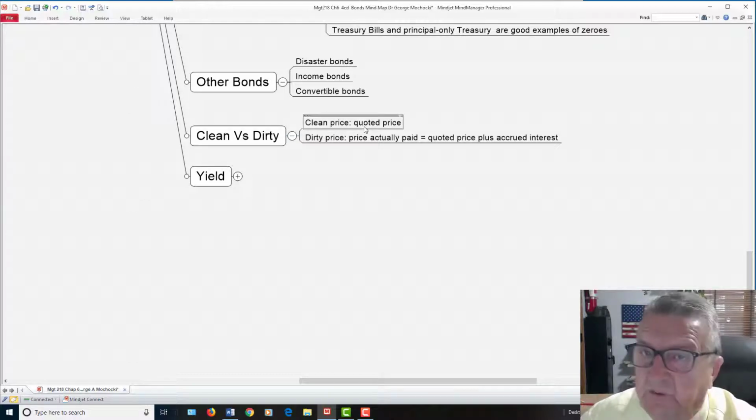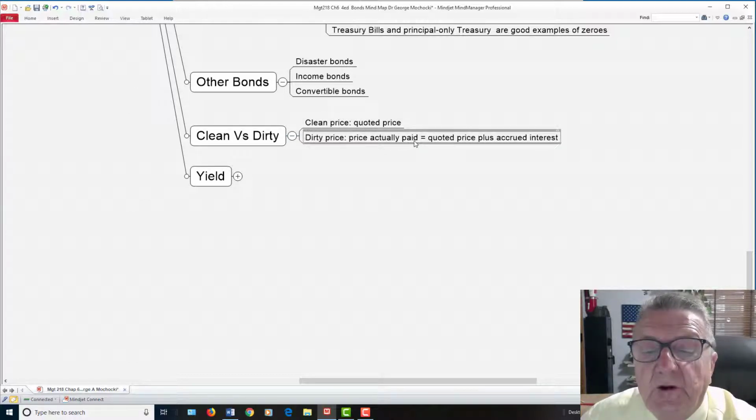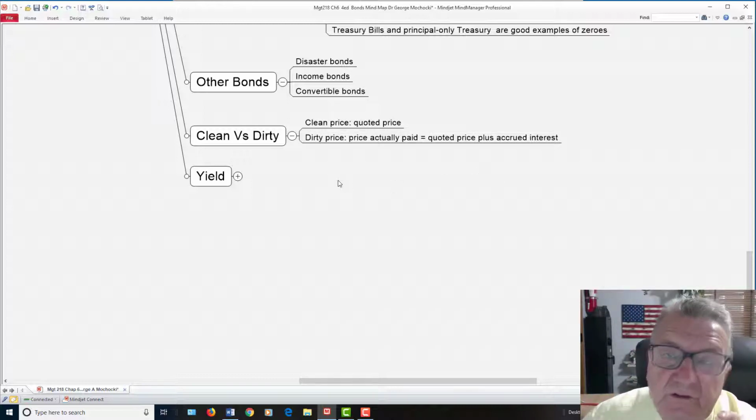Clean versus dirty. Clean is the quoted price. Dirty price, actual price paid. Quoted price plus the accrued interest. Okay, so that's a dirty price. Tells me everything about it. Clean is just what I paid for my quoted price.